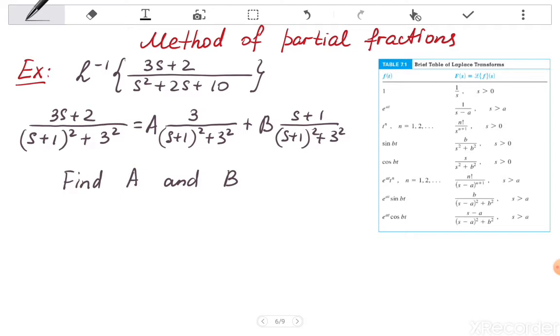The method of partial fractions may have 3 types. The first one, non-repeated linear factors, second, repeated linear factors, and third, quadratic factors. So it depends on what we have in the denominator. Let me consider the first case, the non-repeated linear factors.